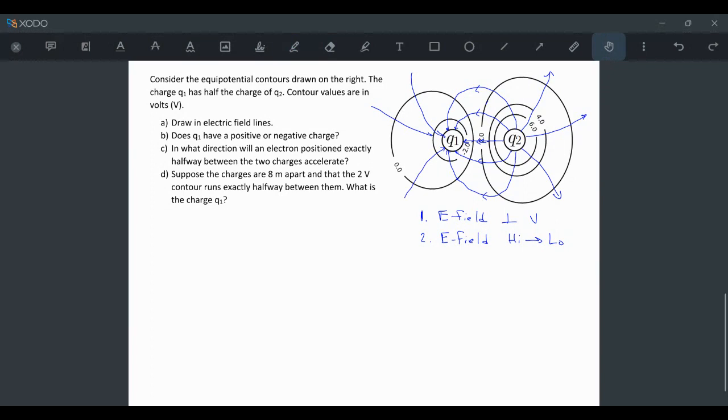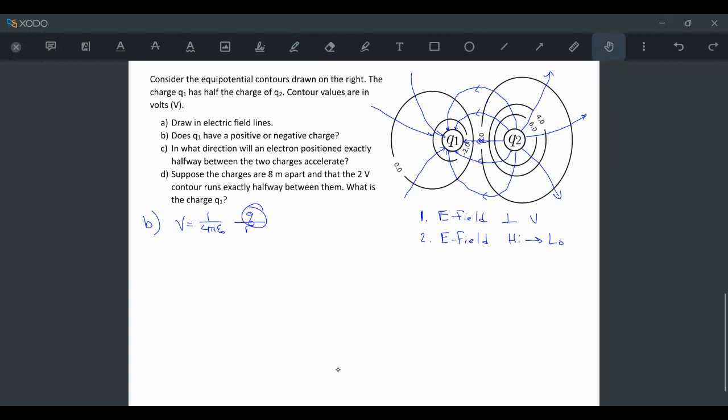Does Q1 have a positive or a negative charge? This is a region of high potential. The potential here is positive. Notice we have things surrounding it like 6 and 4. The potential of a point charge, if you want to reason it out with equations and not just concepts, is Q over R. The only way for this to be negative is if Q is negative.